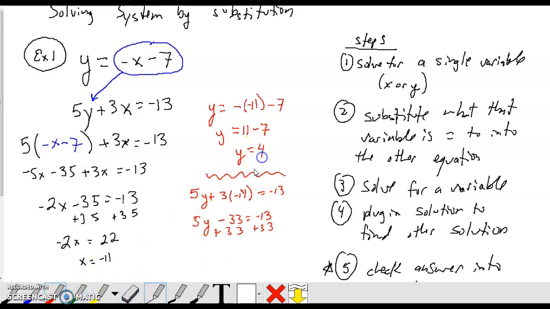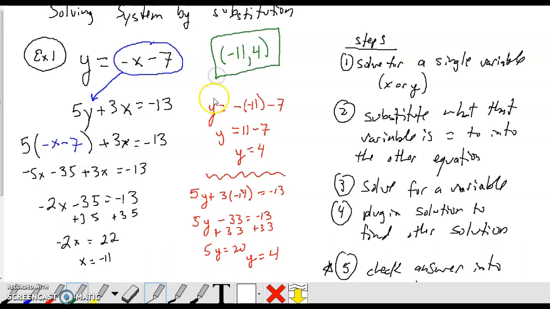My fault. And then here we're going to get 5y is equal to 20, y is equal to 4. So notice that we got the same answer both times. So that means our solution, we'll always write it as an ordered pair, negative 11 and 4. So this is your solution that we are looking for. Okay, and again, we kind of already checked because we noticed that we got the same answer. That's also a good way that you guys can check your work.